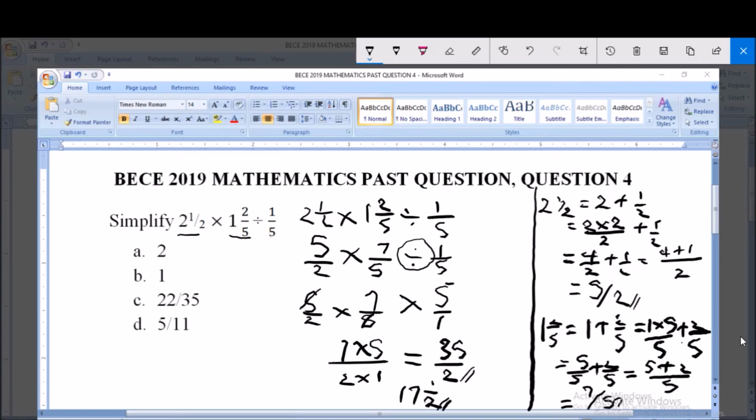But let's even look at the options. A says 2, and our answer, what we got, is 35 over 2. B says 1, C says 22 over 35, and D says 5 over 11. So you see that our answer is not in these options. That means there's an error with these options, so you can't pick an answer. But our correct answer for this question is 35 all over 2. This is our correct answer.